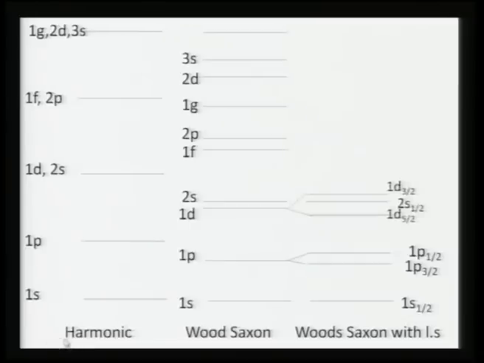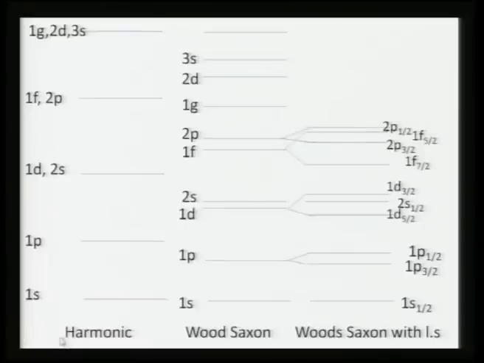Next one, 2s will not change, because in the S state that L dot S term is 0. So, that does not change, that does not split. 1d will split in two parts, d 5 by 2 coming down and d 3 by 2 going up.